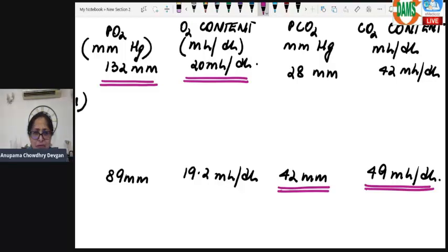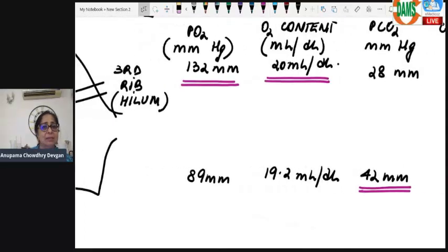These values you don't need to remember, but you need to understand the concept behind it. Important question: ventilation more at base, less at apex. Perfusion more at base, less at apex. VQ ratio higher at apex. PO2 higher at apex. O2 content higher at apex. PCO2 higher at base. CO2 content higher at base. And there is a very important clinical implication here.